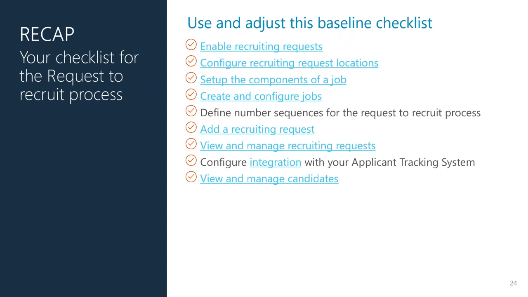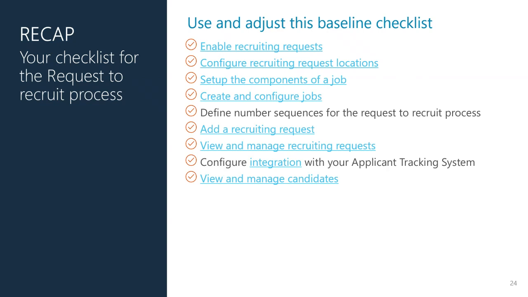Next, you'll want to configure recruiting request locations. This is an optional step. It's not required. If you are planning to use those locations, they allow you to define where you're recruiting a particular candidate into. So if you've got multiple offices and, let's say, some of our job posts we're going to recruit into Redmond and some we're going to post and hire into our Atlanta office, that would be examples of how you might use those locations.